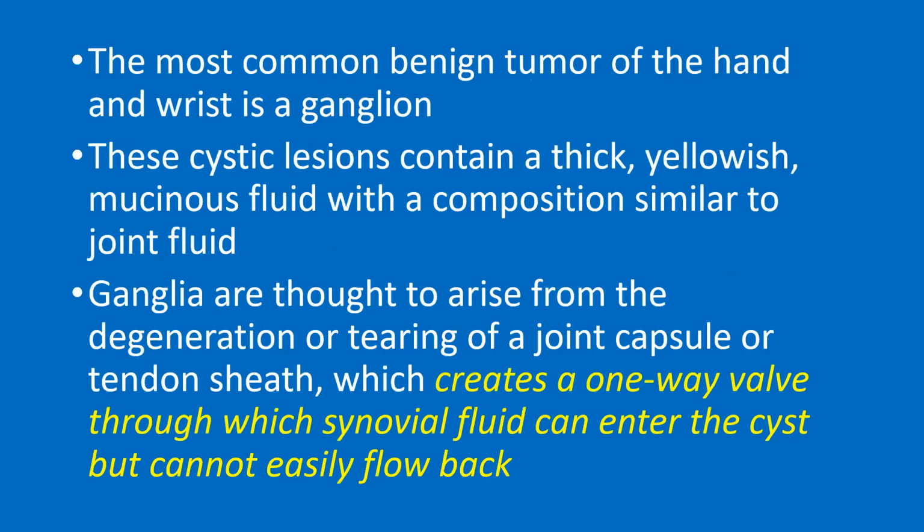Ganglia of the hand and the wrist are well known to everyone. The most common benign tumor of the hand and wrist is a ganglion. We don't even call it a tumor. It arises from the degeneration or tearing of a joint capsule or tendon sheath.